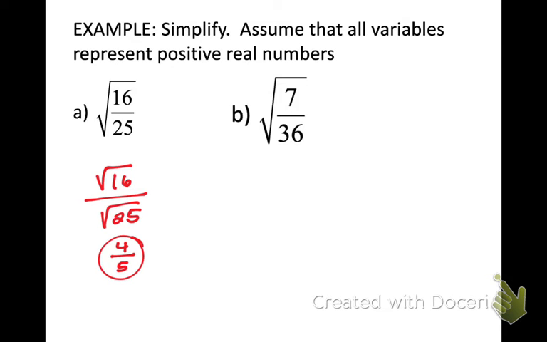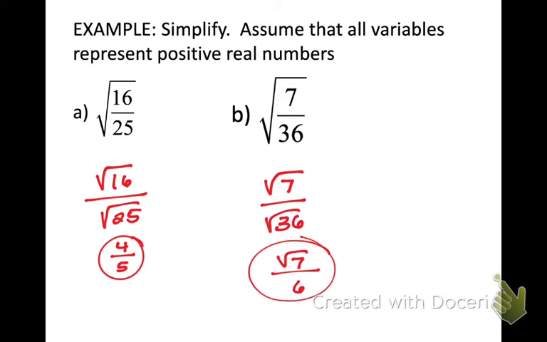For part B, I have a square root of 7 over 36. So separating that gets me the square root of 7 over the square root of 36. The square root of 7 does not simplify, so we're just going to leave it. And then the square root of 36 is 6.